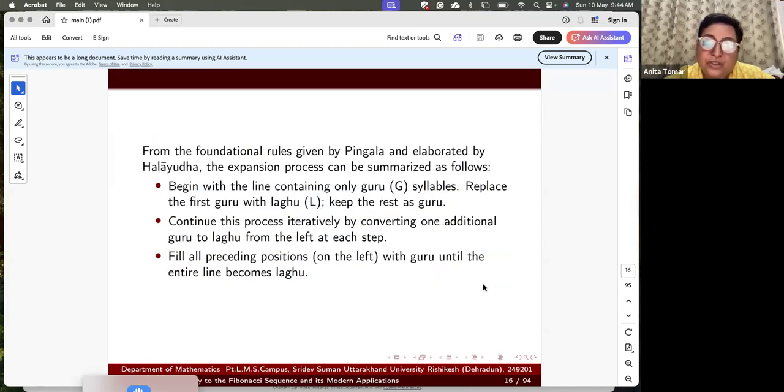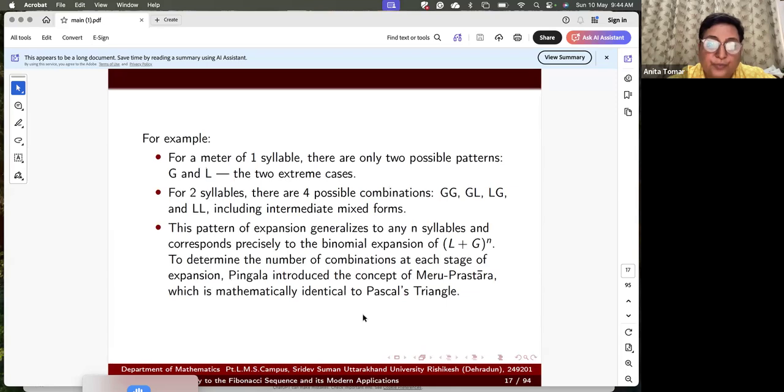From the foundational rules given by Pingala and elaborated by Halayudha, the expansion process can be summarized. Begin with the line containing only Guru syllables, replace the first Guru with Laghu, keep the rest as Guru. Continue this process iteratively by converting one additional Guru to Laghu from the left at each step. Fill all preceding positions on the left with Guru until the entire line becomes Laghu. For example, for a meter of one syllable, there are only two possible patterns, G and L, the two extreme cases.